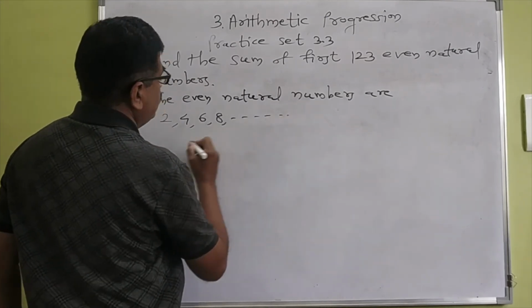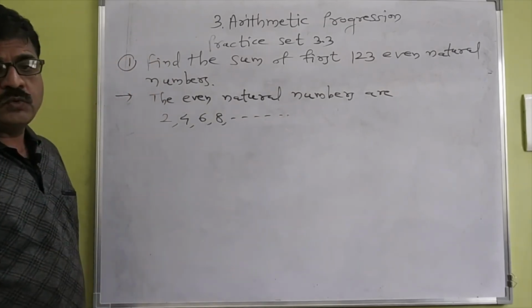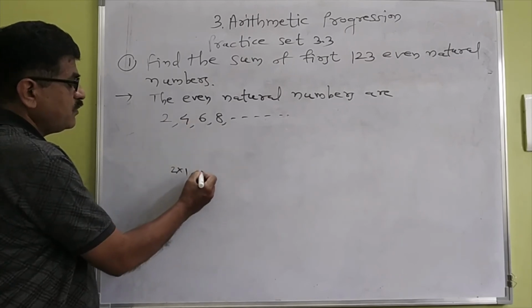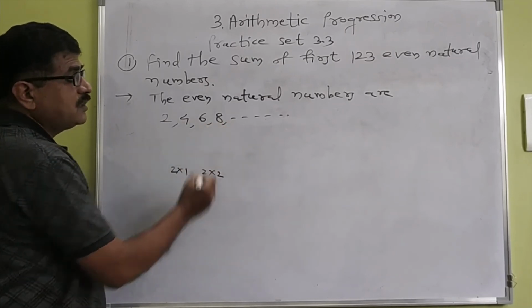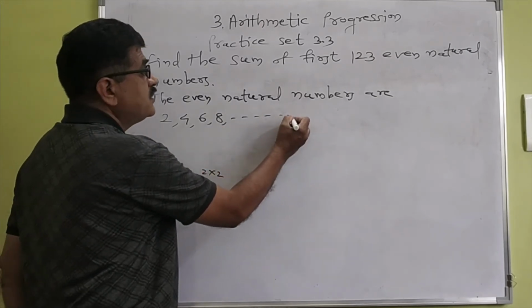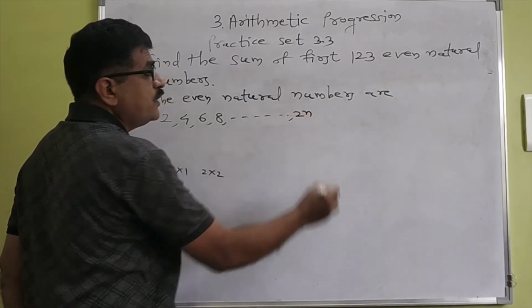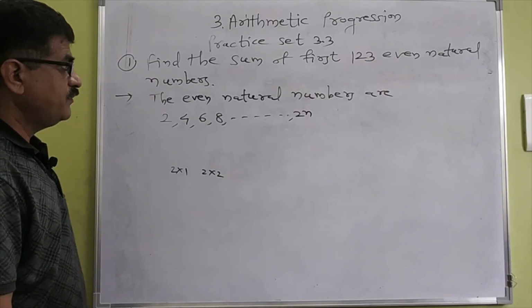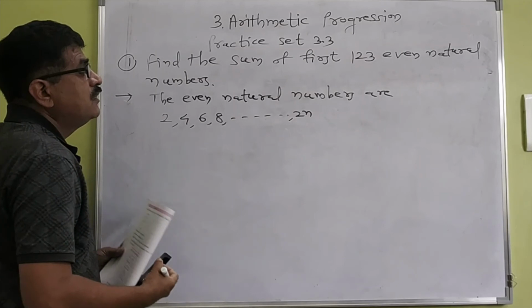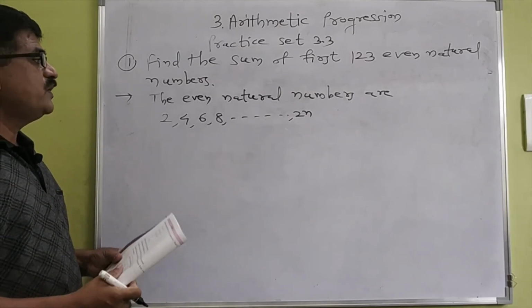And the nth term: the first term is 2, the second term is 2 into 2, 4, the third term is 2 into 3, 6, the fourth term 8, and the nth term is 2 into n, that is 2n. The last term is 2n.